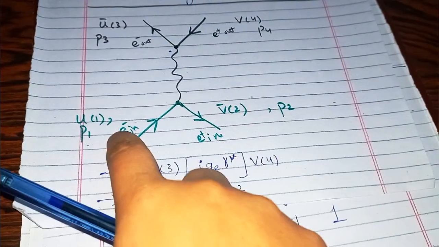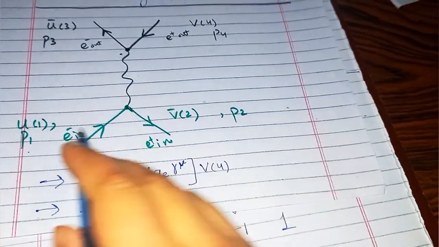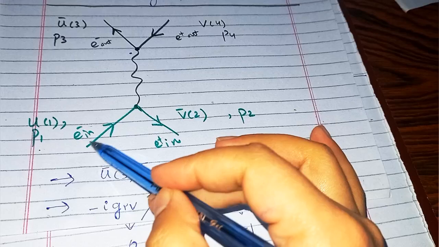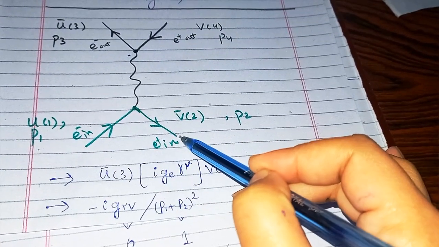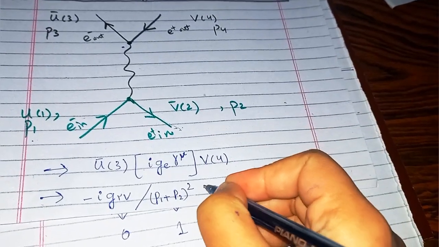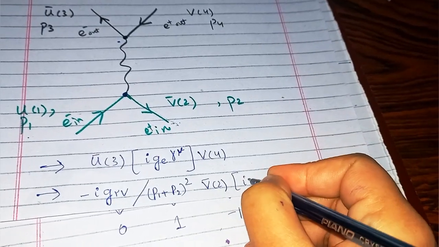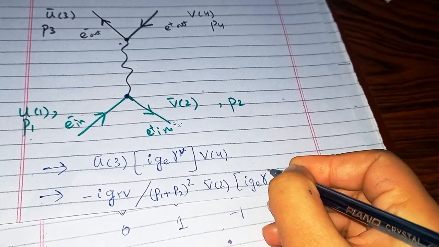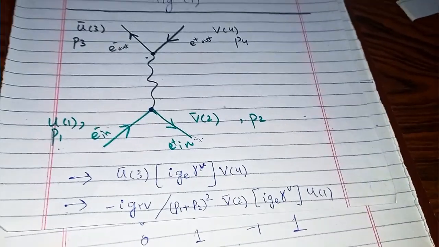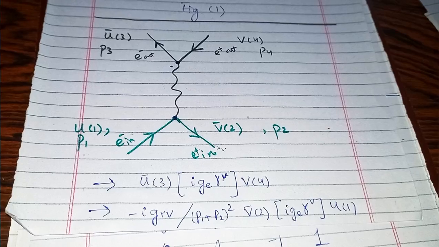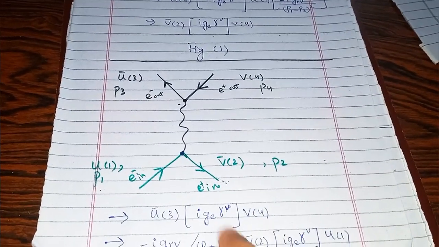And lastly we have this matrix element, this one. So let's write it down. We will move against the arrow sign, so the arrows are in this direction from this to this, so we'll write from this to this. So v bar of 2 first, then we have the vertex factor here, which is iota g e gamma mu, and we have this wave function u of 1 then. So that is the matrix element 1 for these two diagrams.